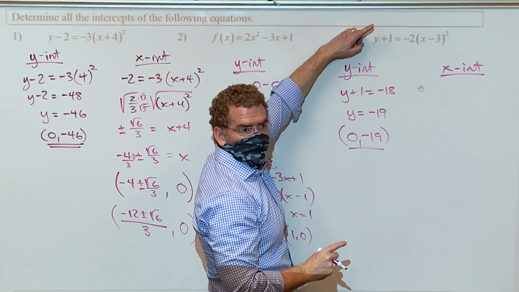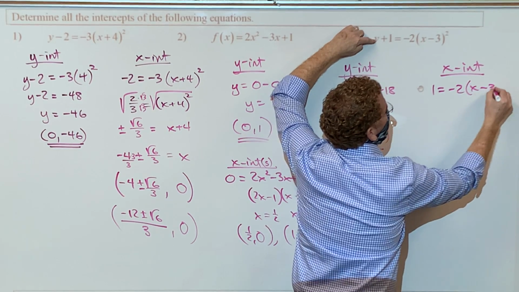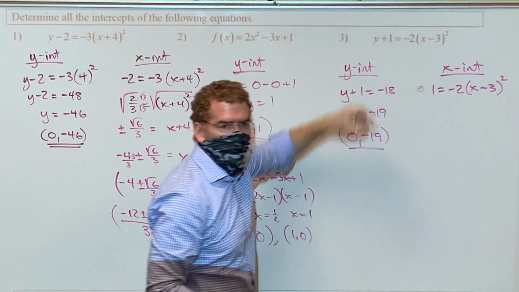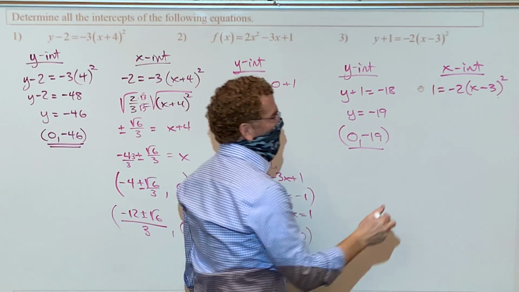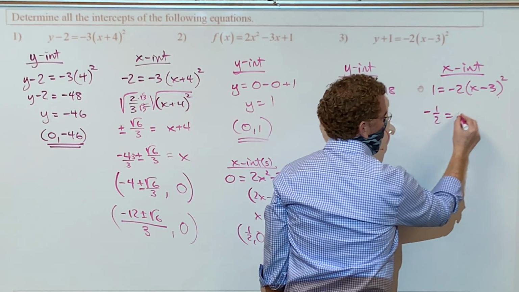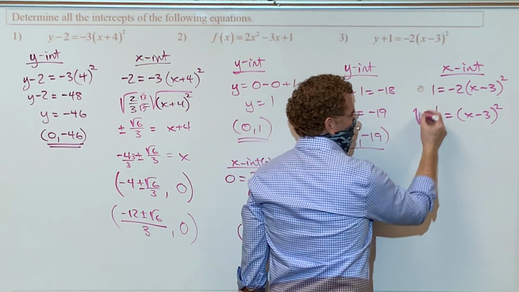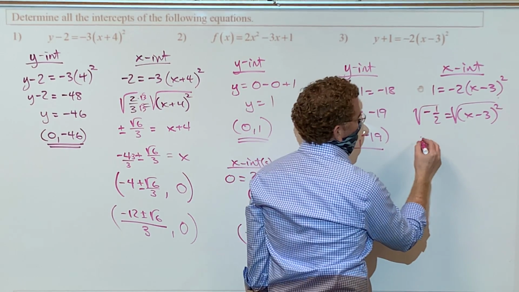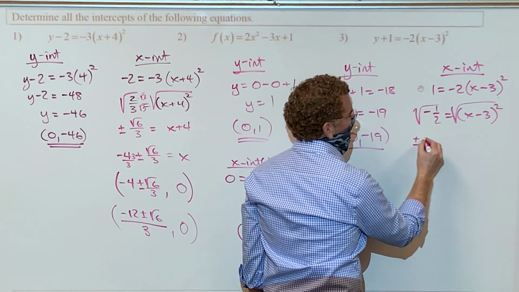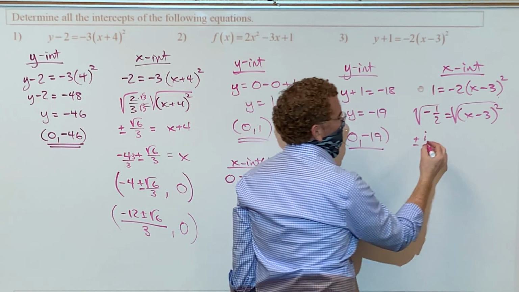Plug in 0 for y. Check it out. What would you do first? Divide by negative 2. What would you do second? What happens when you square root that negative? Okay, so let's start thinking about that. Not only do I get plus or minus, and I get an i, and the square root of 1/2 rationalizes to root 2 over 2.